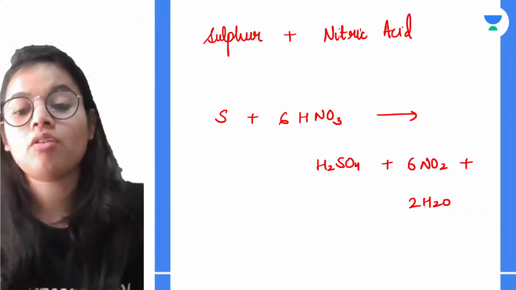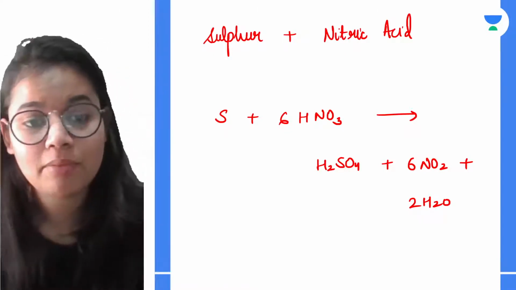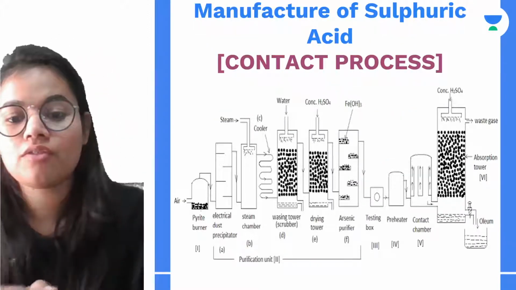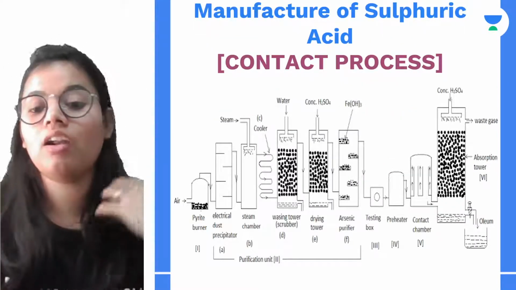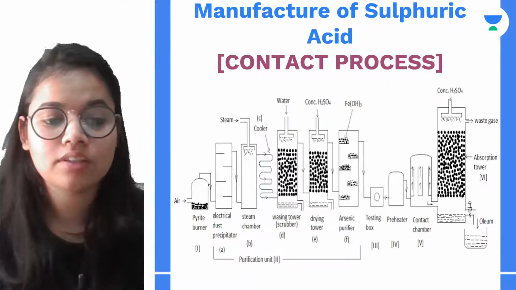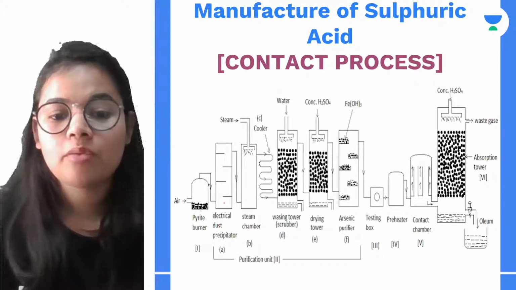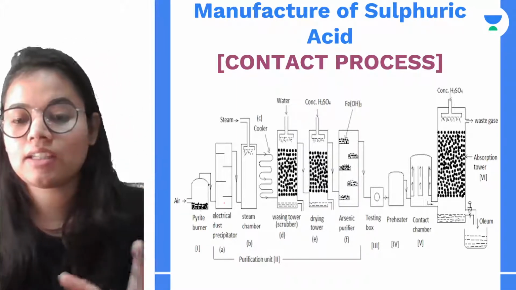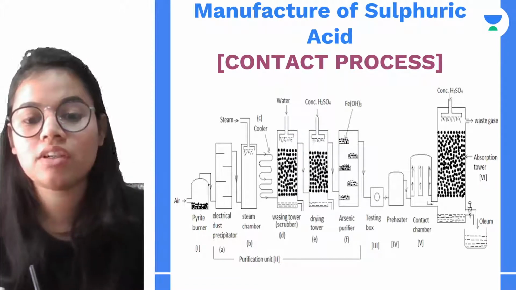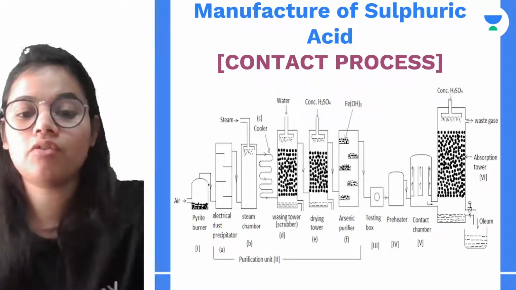Now if I talk about the manufacturing of sulfuric acid, this whole process is named the contact process. The manufacture of sulfuric acid is a whole long process, and it is known as the contact process. This is the structure, or the arrangement, which is used for the production of sulfuric acid.